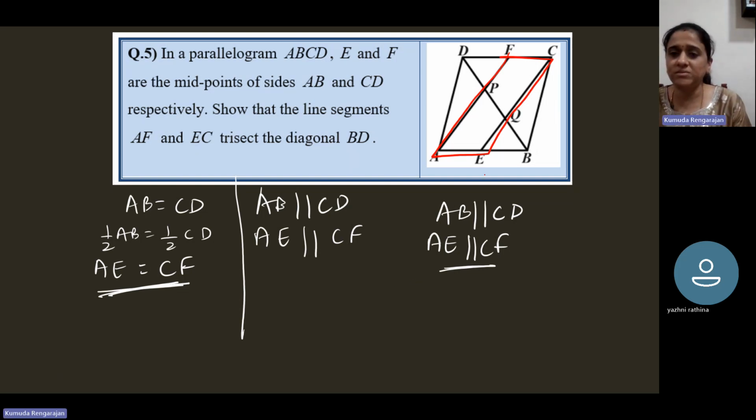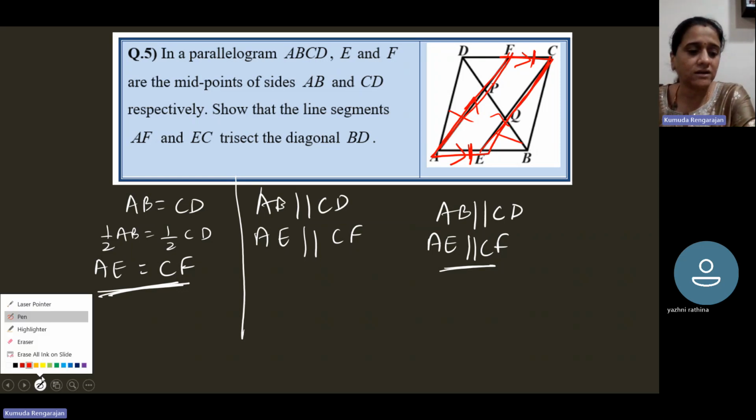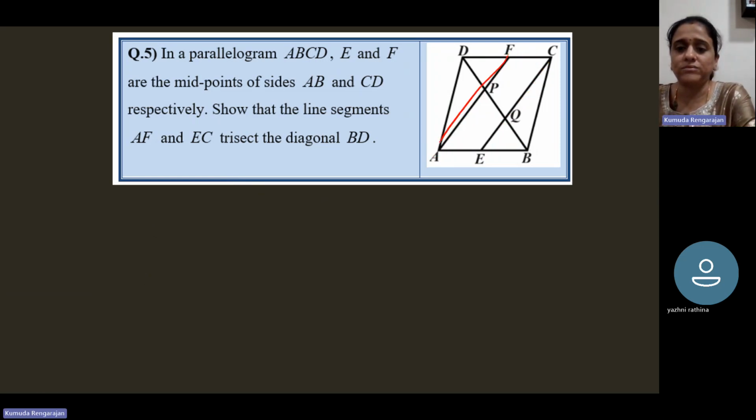Okay, now that we have proved it's a parallelogram, we have proved that this side is parallel to this side and this side is equal to this side. So AECF is a parallelogram. The other pair of opposite sides, AF and EC, will also be parallel and equal, because now it's a parallelogram. So we have proved that this quadrilateral is a parallelogram. That's the first step.